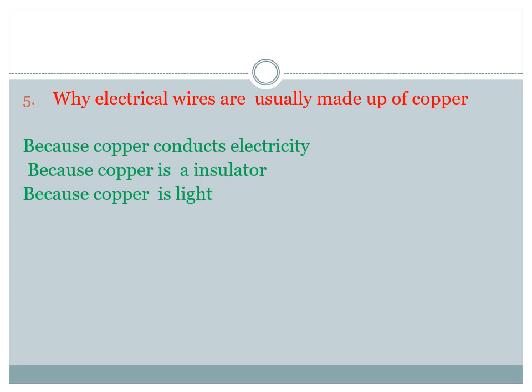So why are electrical wires usually made up of copper? Why do we make them? Because it conducts electricity, because it is an insulator, or because it is light? The answer is because it conducts electricity. Good.